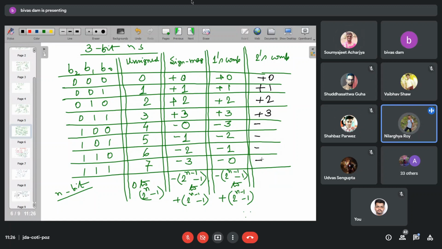-4, sir. Magnitude is 4, the number is -4. Fine. Then it is a negative number. To find out the 2's complement, we have to copy up to the first one. First one -1 here. Then 1, 0. So minus 3.